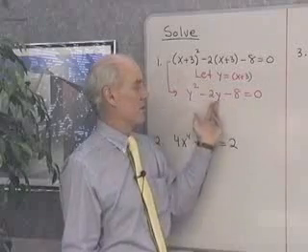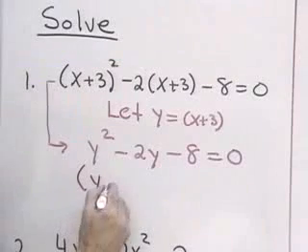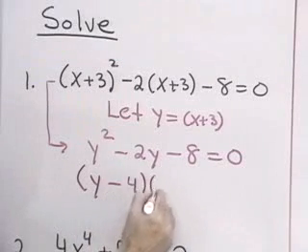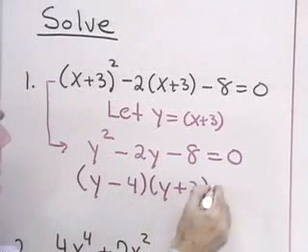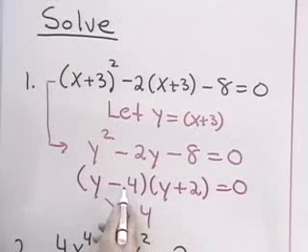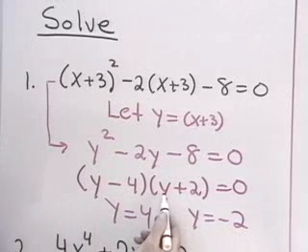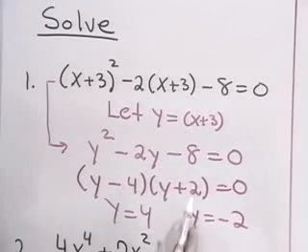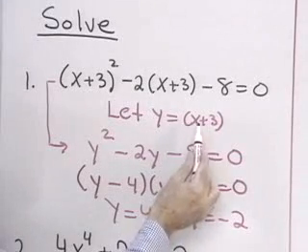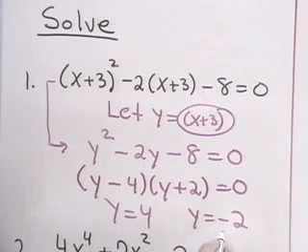That is, y squared minus 2y minus 8 equals 0. Pretty easy to solve by factoring. Y minus 4 times y plus 2 is equal to 0. So y is equal to 4 when I set this factor equal to 0, and y is equal to negative 2 when I set this factor equal to 0. But now we've let y be equal to x plus 3, so I have to back substitute here in order to find my solutions in terms of x.